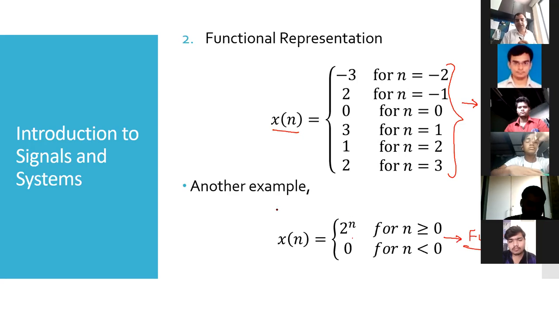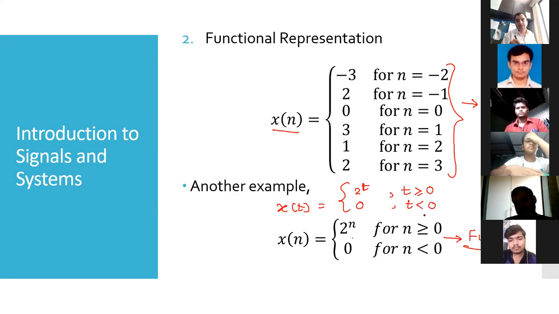Similarly, in continuous time, you may have x of t equal to 2 raised to t for t greater than or equal to 0, and it will be 0 for t less than 0. Understood?